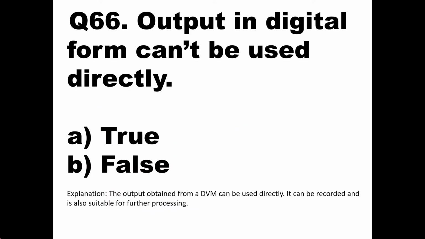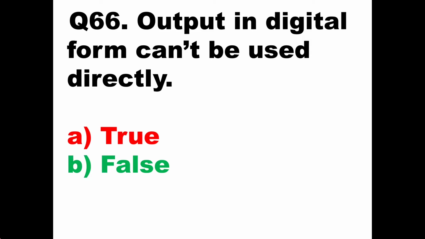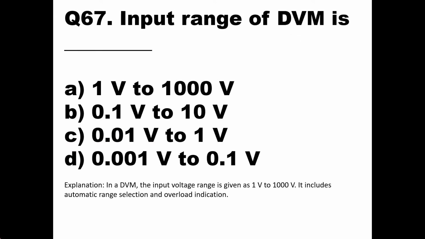Question number 66: output in digital form can't be used directly. This is a false statement, because the output of a digital voltmeter can be recorded and can be used for further processing. So output in digital form can't be used directly is a false statement. Then we'll go to the next question.